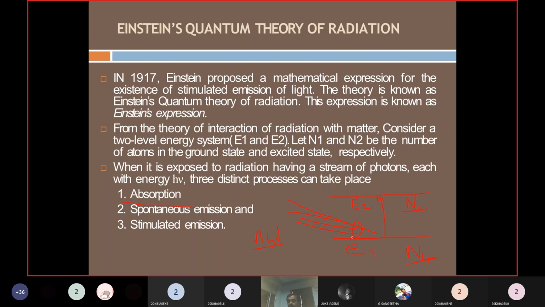So absorption depends mainly on two parameters. One is the energy density of the interacting photons, since photons are interacting with the ground state energy level. The number of atoms going to the excited state depends on two parameters. I will explain here.